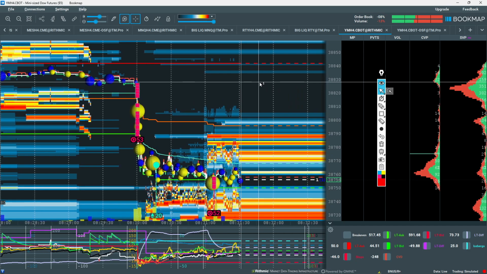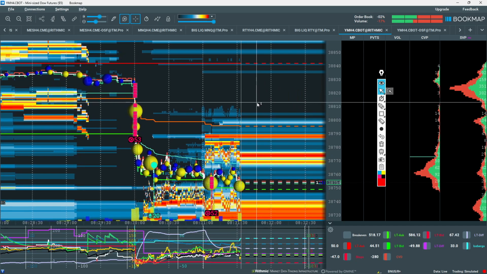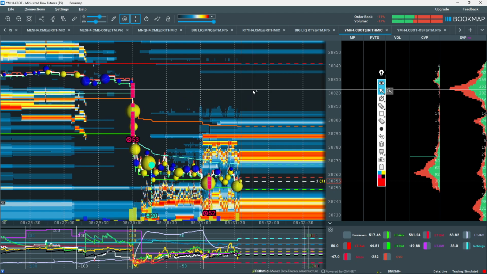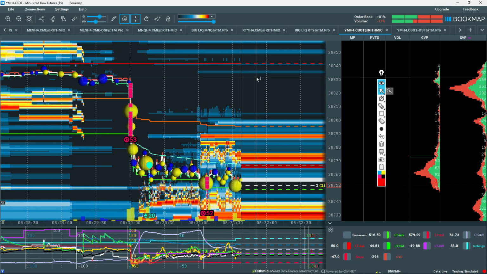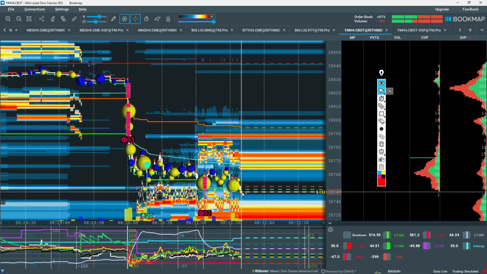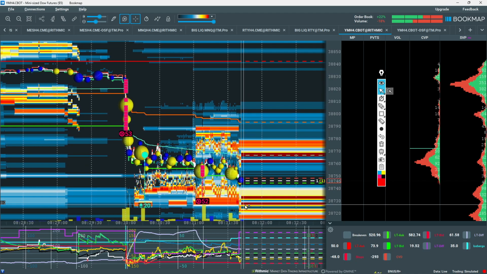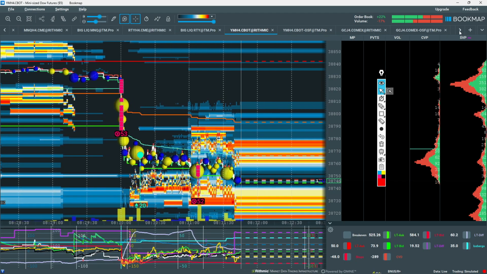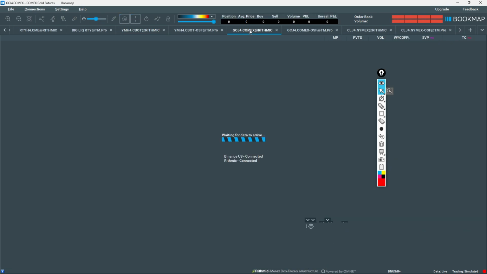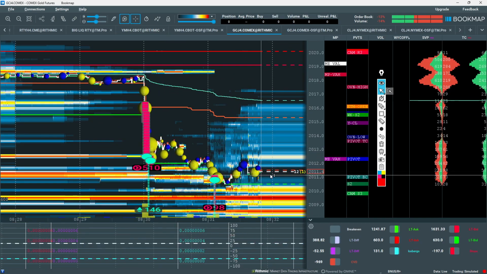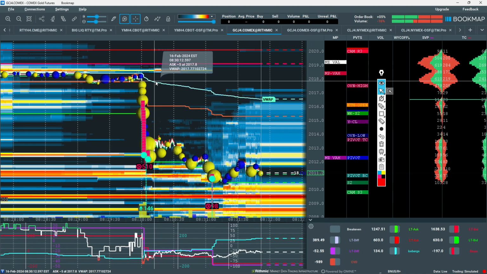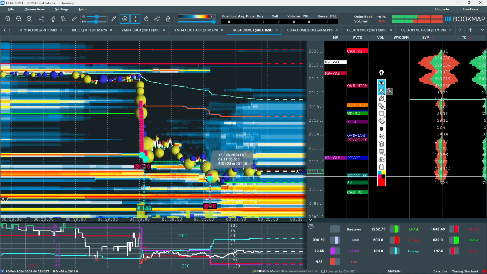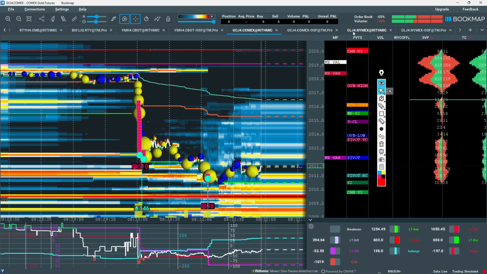YM fell from like 38,830. Sweep sellers ES. Sweep NQ sellers. 38,830 down to 38,745. Let's see, gold dropped from roughly 2018 to 2011.